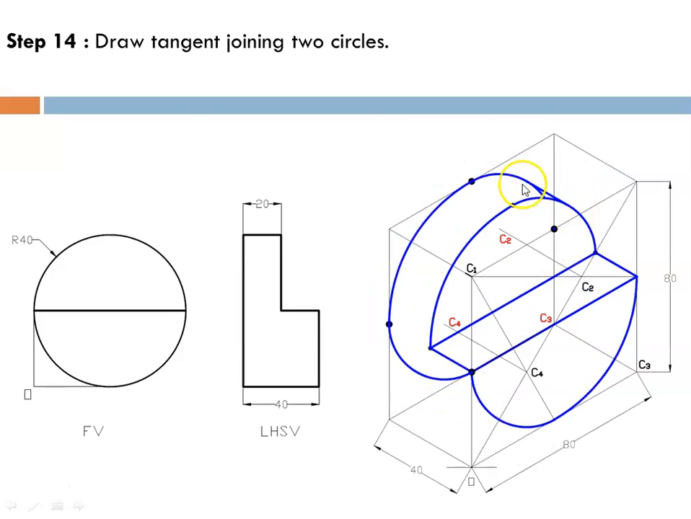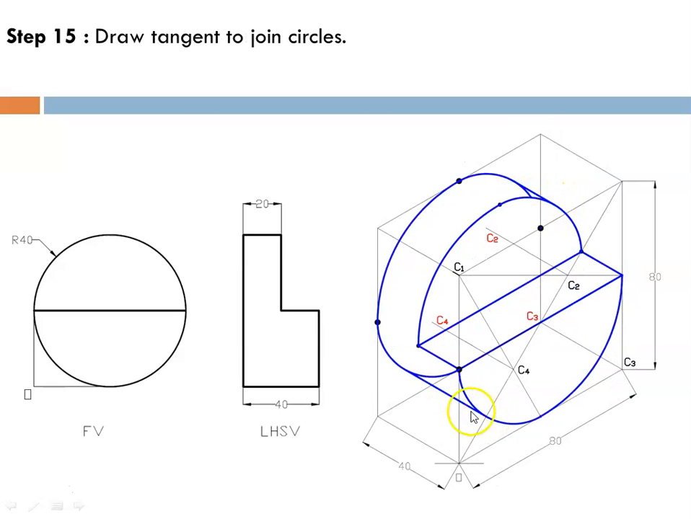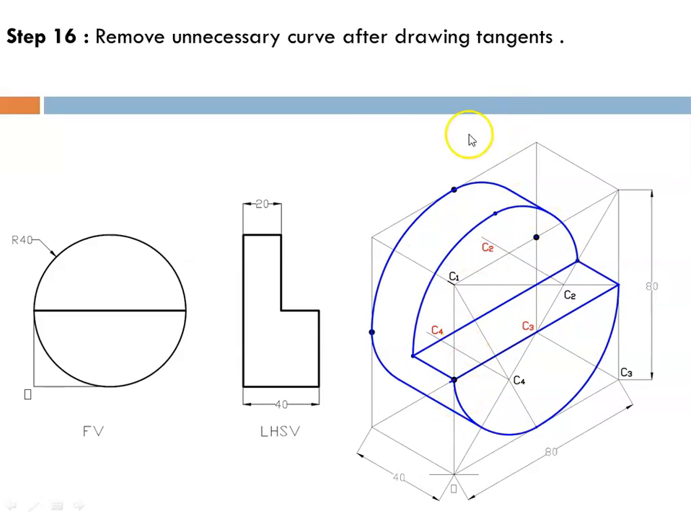Now draw a tangent over here. You can see your tangent, a similar tangent on the other side over here. So here is the first tangent, the second one is over here. Now we need to remove this portion in order to show the actual three-dimensional object. So these are the unnecessary portions of the drawn arcs that we need to remove. After removing this, you can see here, this is the structure of the required object.